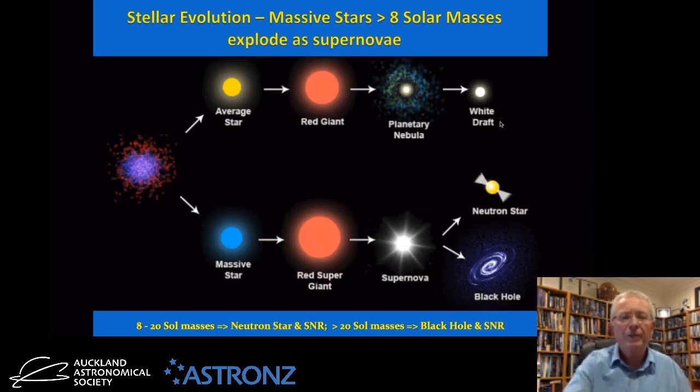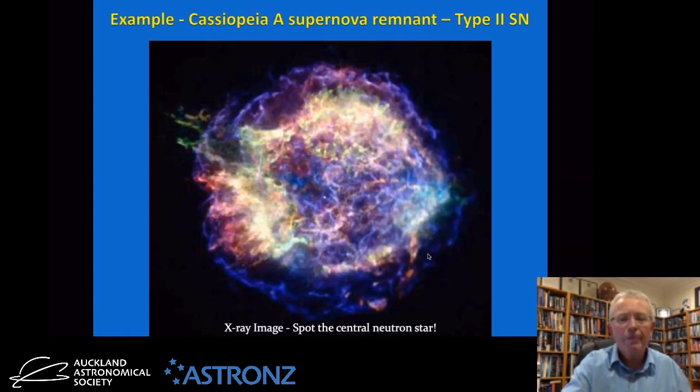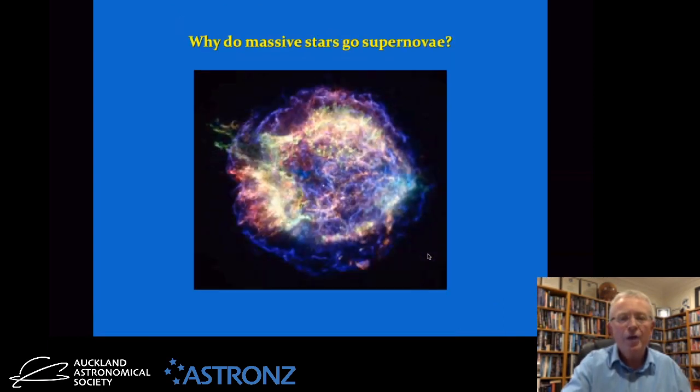So here's our chart that we had. Remember, these were the normal or average stars up to 8 solar masses ending in a white dwarf. Here's your big massive star, greater than 8 solar masses, becomes a red supergiant, goes boof into a big supernova explosion, leaving a neutron star and a black hole in the middle. That's where we sit. So why do massive stars go supernova?